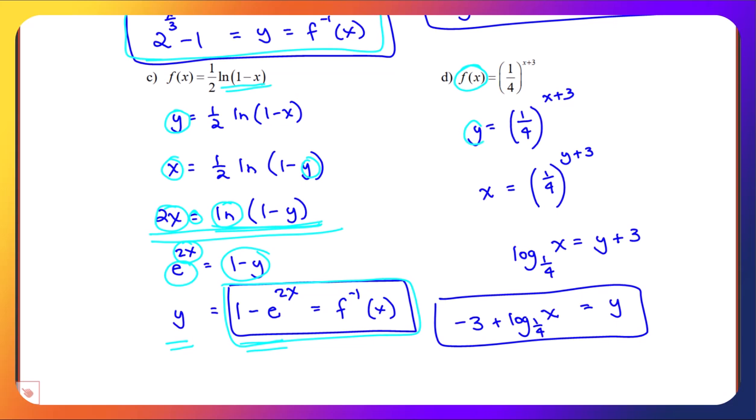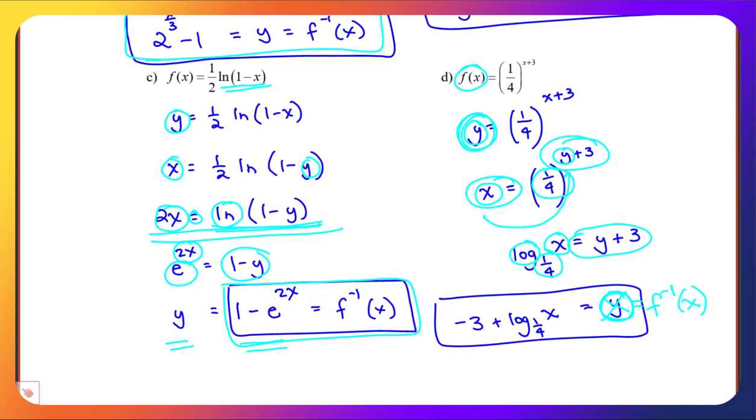Replace f of x by y, switch x and y. The exponent of 1/4 that gives us x, that exponent is y plus 3. To get y by itself, I subtract 3, or add a negative 3 to the left-hand side. And I forgot to write f inverse of x for my new function, because this y is not the same as this y, because when I switched them, they are different.